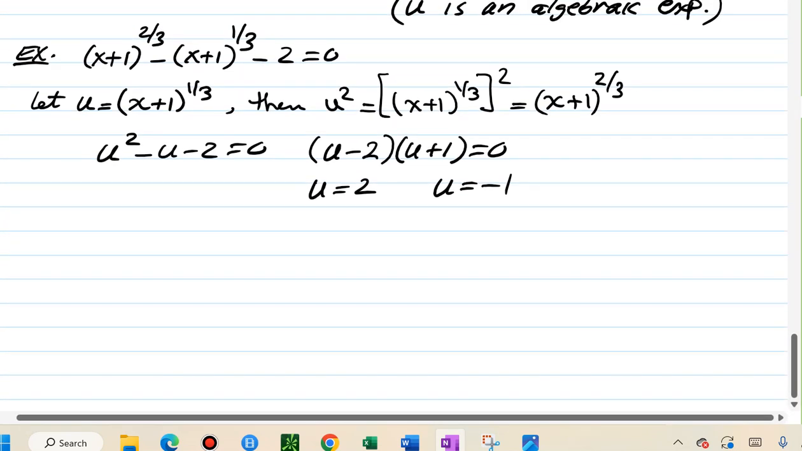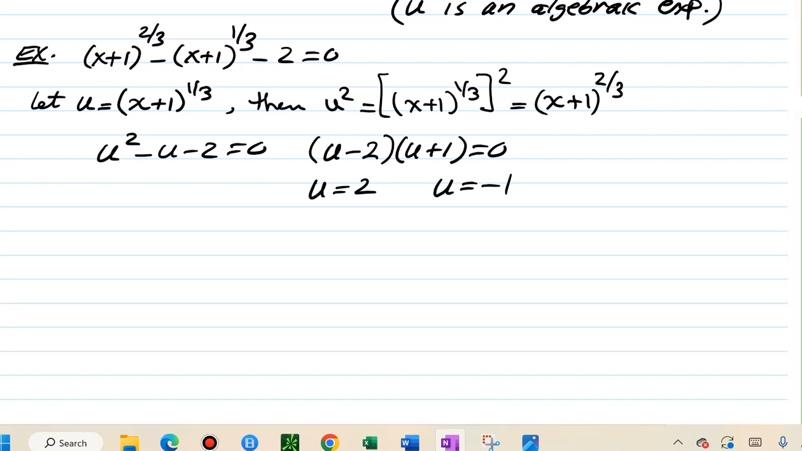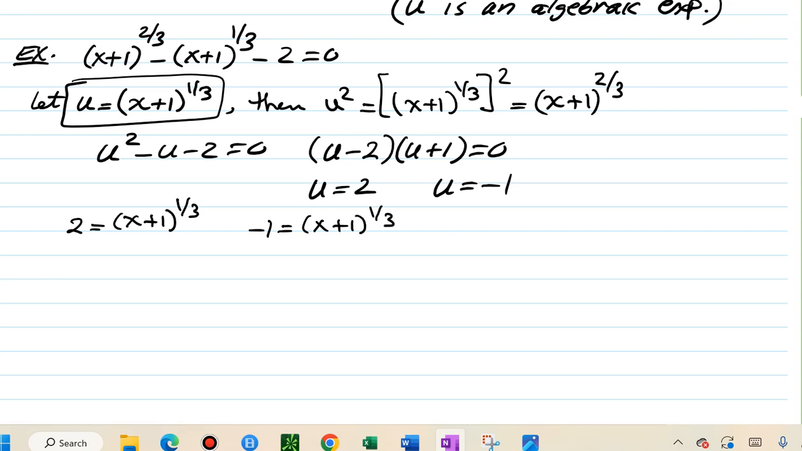Okay. Now, next step, because we started with variable x, we're going to finish the answer in x. These are answers to u, not to x. So what do we do? We go back to what we let u be. 2 is equal to (x + 1)^(1/3), and -1 equals (x + 1)^(1/3). And to solve this, we can now raise both sides, cube it. Remember, you raise it to the reciprocal of the exponent. Reciprocal of 1/3 is 3.